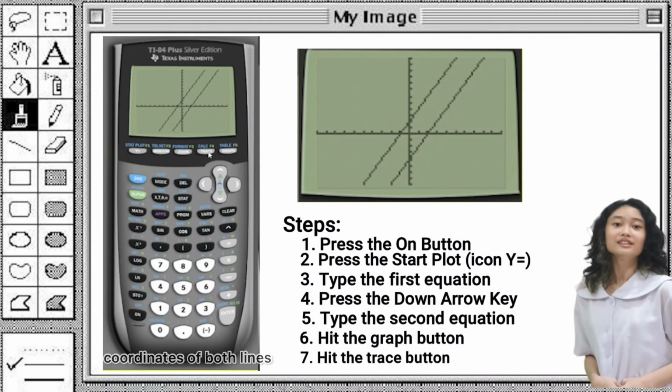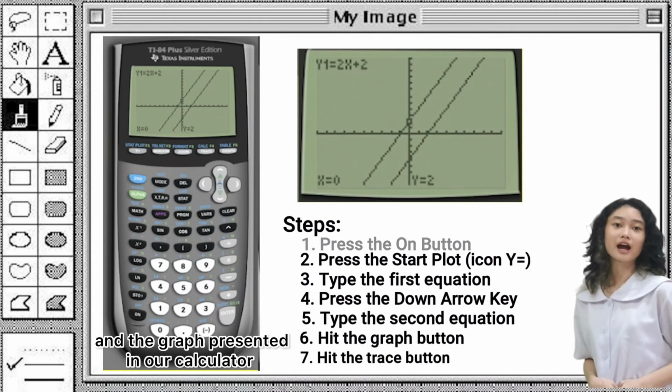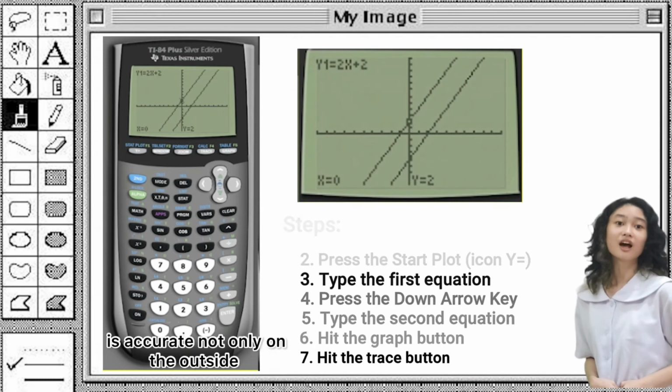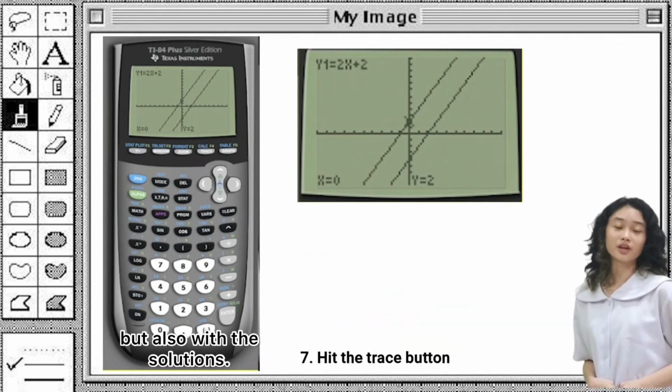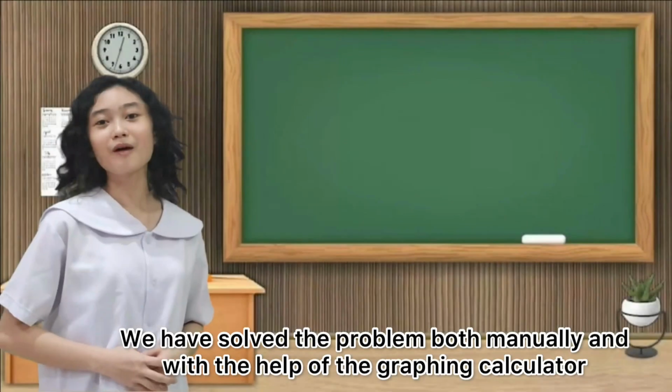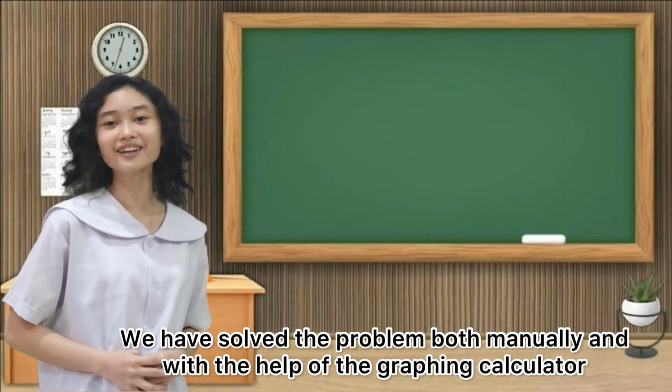Our solution from the manual observation and the graph presented in our calculator are the same, accurate not only on the outside but also in the solutions. We have solved the problem both manually and with the help of our graphing calculator.